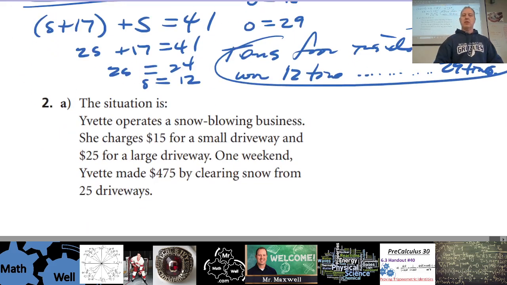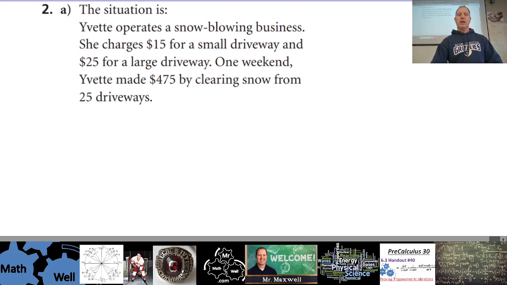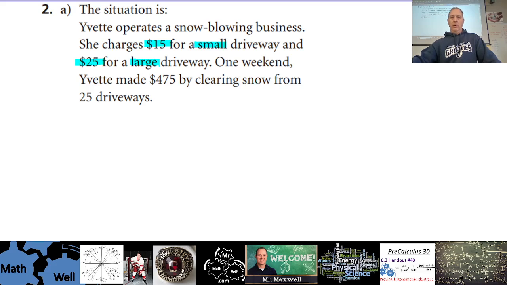Okay? All right, here's another example. I'm just looking at the time. Let's do this one real quick. We won't solve it though, okay? If you were asked to create a linear system with this one, let's just do this again real quick. Yvette operates a snowblowing business. She charges $15 for a small driveway, $25 for a large driveway. One weekend, Yvette made $475.